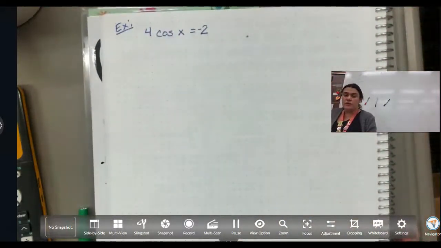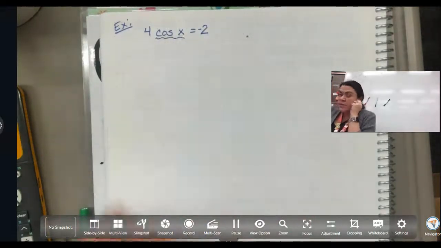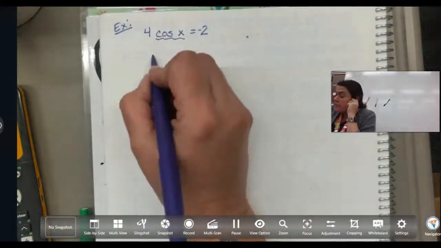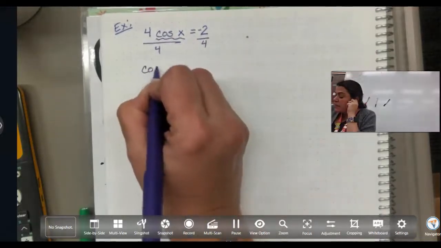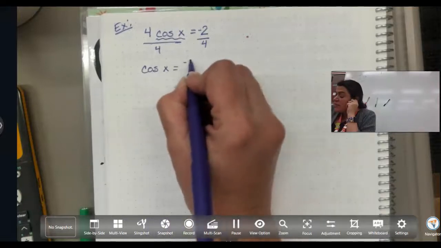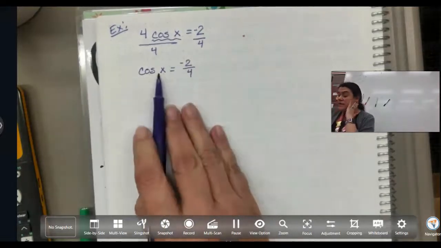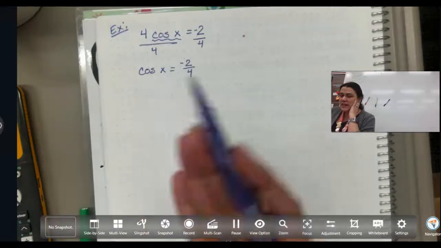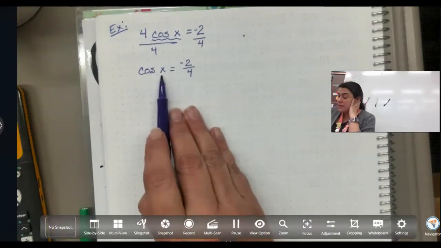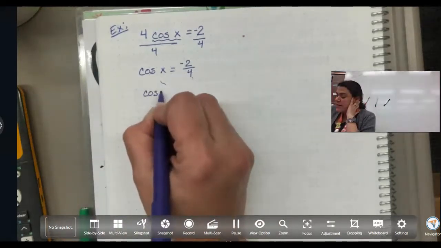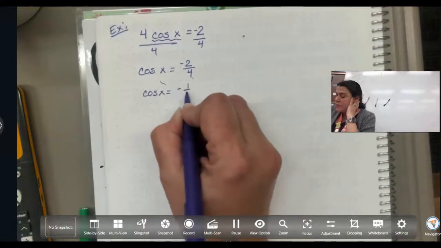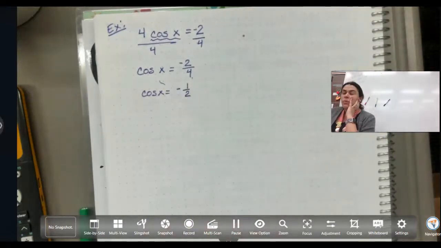So if I wanted 4 cosine x equals negative 2, if I wanted to solve this, remember, cosine is what I want to get by myself, so I'm going to divide both sides by 4. And when I do that, I get cosine x equals negative 2 over 4. Because that is just an x, I get to use my brain. I don't have to do anything fancy. 2 over 4 is 1/2. So cosine x equals negative 1/2. Nice. When on the unit circle does cosine equal negative 1/2?